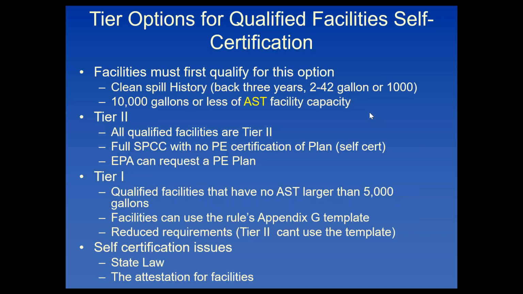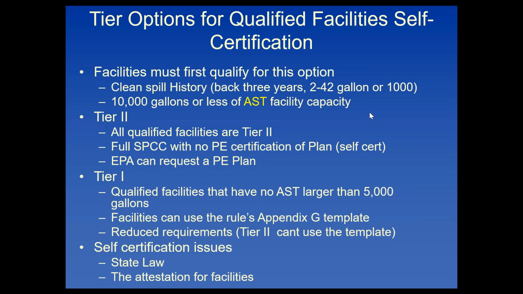So to be a qualified facility, and you're going to self-certify, let's say today, you look back 3 years and you look to see whether you had 2 oil spills of 42 gallons or greater within a 12-month period, or a 1,000 gallon spill. If so, you are not able to self-certify. So we say you have to have a clean spill history. So you can't have 2 spills of greater than 42 in a rolling 12-month period, or a single 1,000 gallon spill. If you can say, I haven't had anything, check the box, you've met the first criteria.